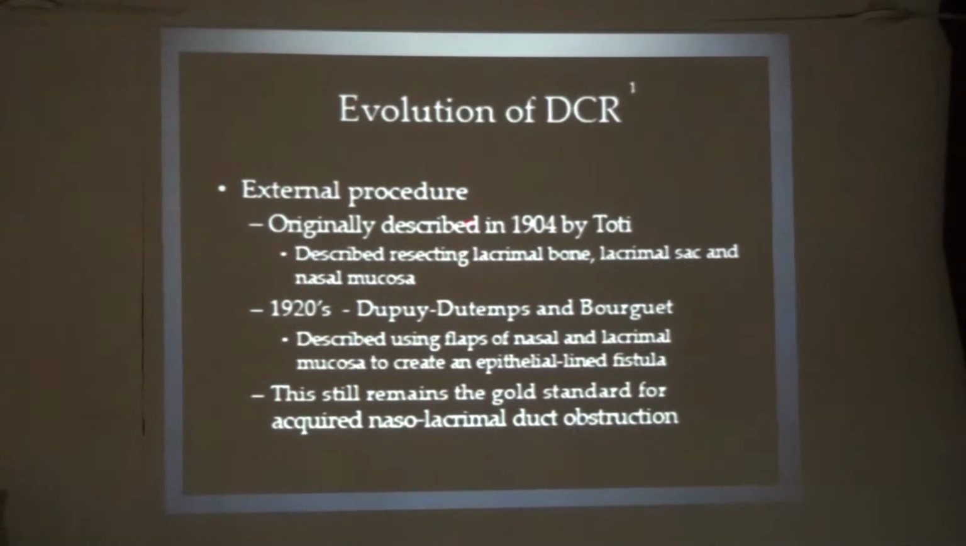So, originally described in 1904 by Toti, resecting the lacrimal bone, lacrimal sac and nasal mucosa. By the 1920s, Dubois and Dutemps described using flaps of nasal and lacrimal mucosa to create an epithelial lined fistula to prevent restenosis. This still remains the gold standard for acquired nasolacrimal duct obstruction.